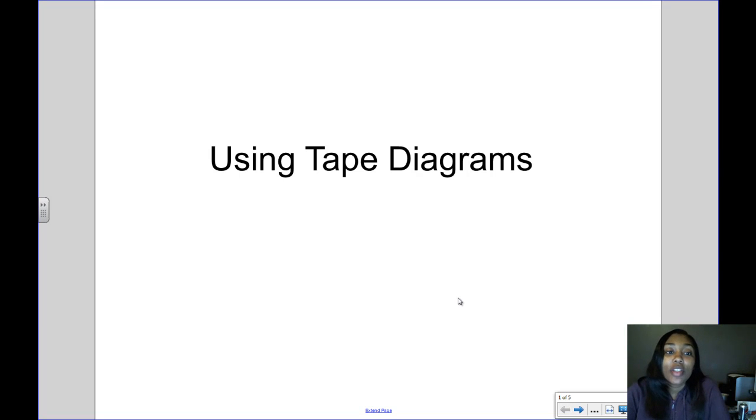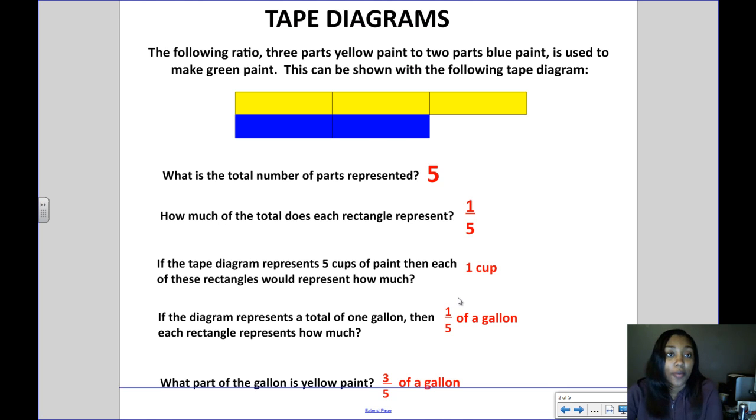So today's video is about using tape diagrams to help solve ratio word problems. The following ratio, 3 parts yellow paint to 2 parts blue paint, is used to make green paint. And all a tape diagram does is basically use pictures to help you see what the ratio is actually comparing.